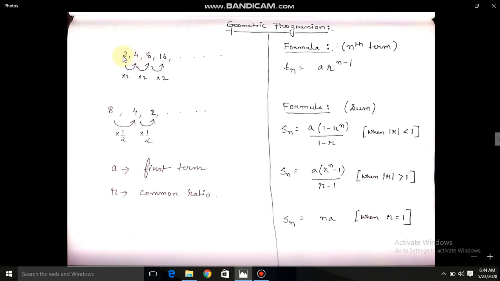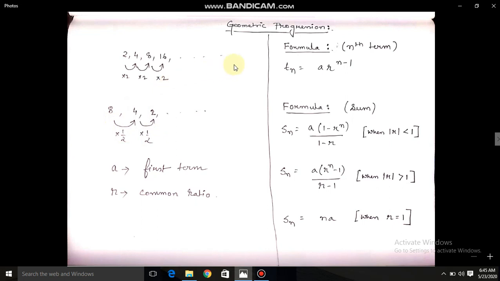You see here 2, 4, 8, 16. Now we are multiplying by 2. See, 2 into 2 is 4, 4 into 2 is 8, 8 into 2 is 16 and so on. Okay, always keep in mind that division is also a kind of multiplication. If you are dividing by 2, that means you are multiplying by 1 by 2. See here 8, 4, 2. Here you are dividing by 2 actually. See, 8 divided by 2 is 4, 4 divided by 2 is 2. That is, you are actually multiplying by half. 8 into half is 4, 4 into half is 2 and so on.